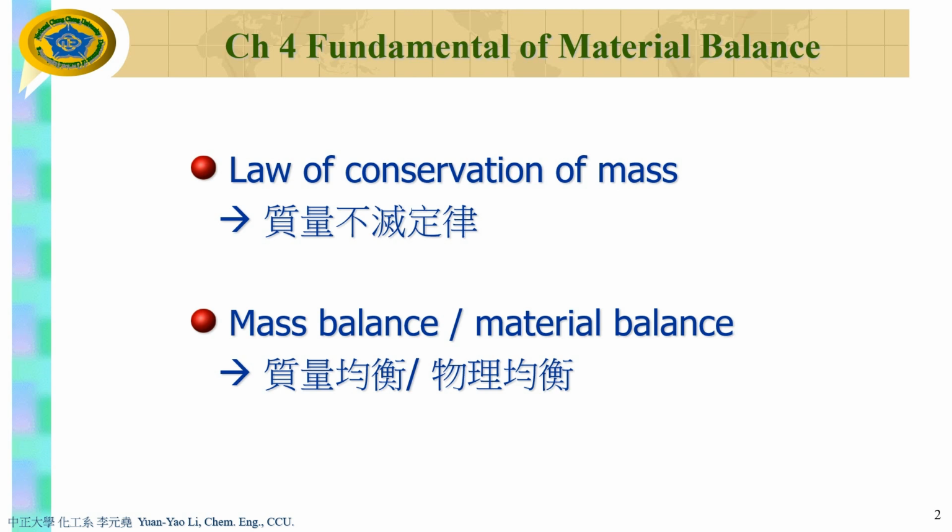Chapter 4 is the fundamental of material balance. Basically we are talking about material balance, energy balance, and momentum balance, but the concept of the balance is all the same. If you know how to do material balance, then you will know how to do energy balance and momentum balance. Material balance or mass balance is the first step to go through to the energy balance and the momentum balance. And you need to know the law of conservation of mass, and mass balance or material balance.